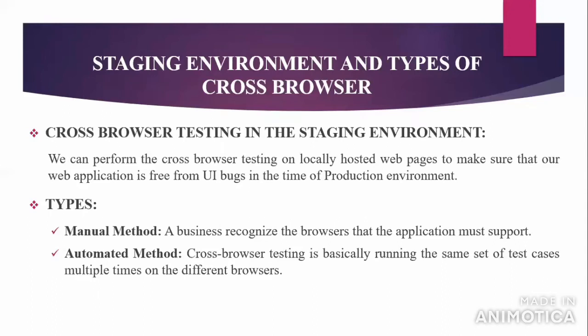The companies which do not go to the staging environments are opposed and will face failures at the end. Types. There are two types, manual method and automated method. In the manual method, a business recognizes the browsers that the application must support. Testers then rerun the same test cases using different browsers, observe the behavior of the application, and report bugs if there are any. In this type of testing, it is not possible to cover many browsers.